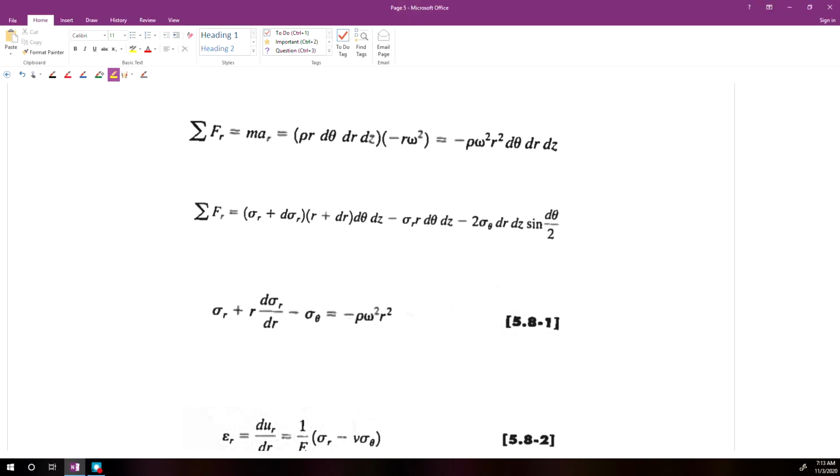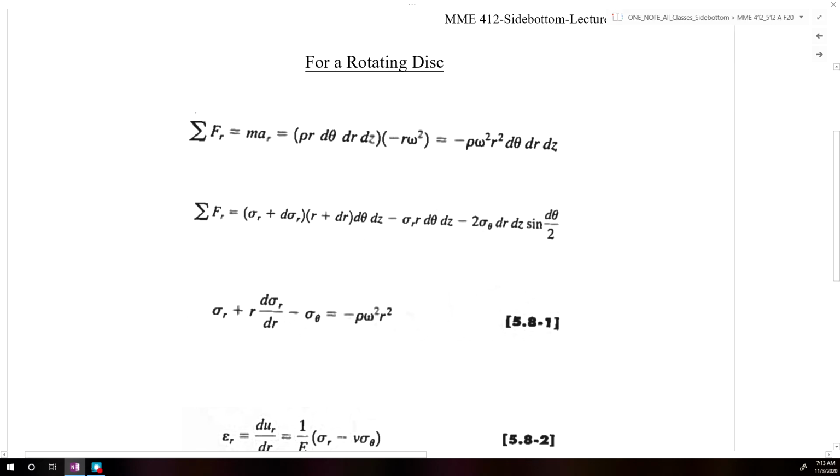So if we start off, if we sum all of our forces along the radial direction, that would have to be equal to the mass of our element times the radial acceleration. The mass would just be equal to rho times the volume. And the radial acceleration would be equal to the radius times the rotational velocity squared. So we end up getting this part of our equation.